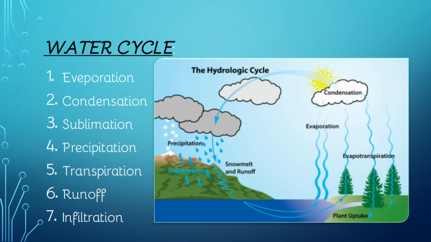The next step is transpiration. As water precipitates, some of it is absorbed by the soil. This water enters into the process of transpiration. Transpiration is a process similar to evaporation where liquid water is turned into water vapor by plants.